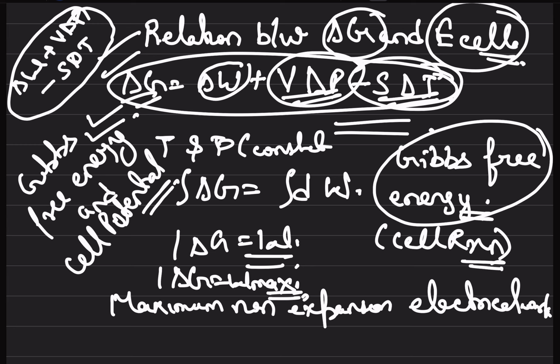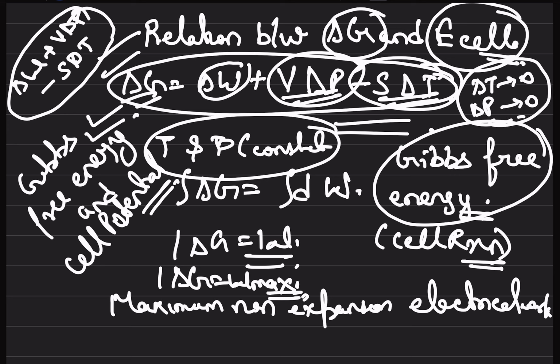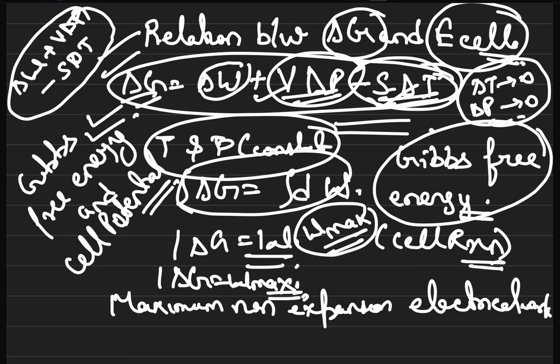The work done is related to the E cell when T and P are constant. So delta T is equal to 0 and delta P is also equal to 0. These quantities are equal to 0, so delta G is equal to delta W. So what is W when T and P are constant? W is the maximum work, W max, when delta P and delta T are equal to 0.